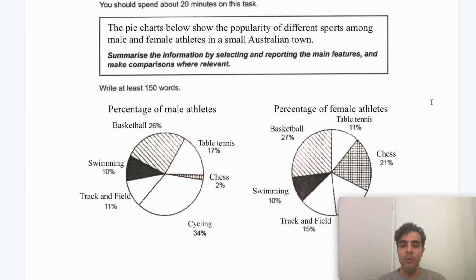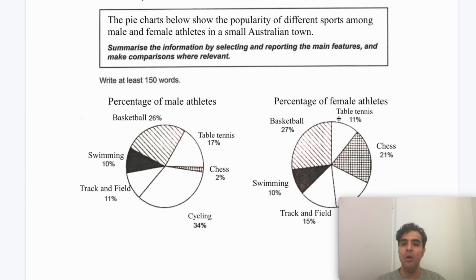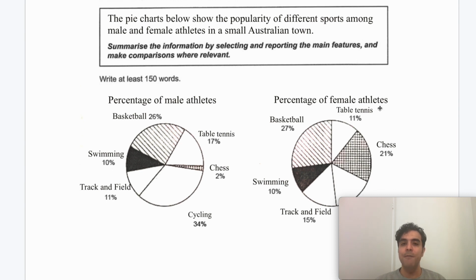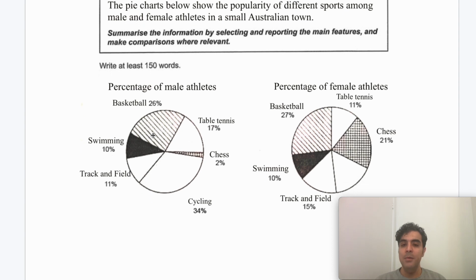So the pie chart on the left says percentage of male athletes, and the pie chart on the right reads percentage of female athletes. In each of these charts, we have 2, 3, 4, 5, 6 categories, right? So we have basketball, table tennis, chess, cycling, track and field, swimming. Same categories for the female athletes, right?